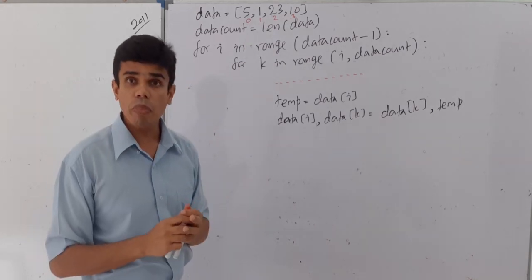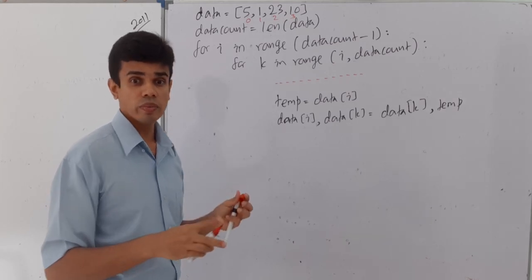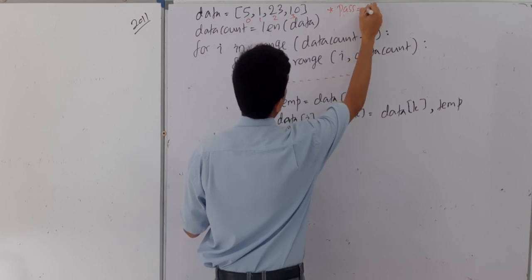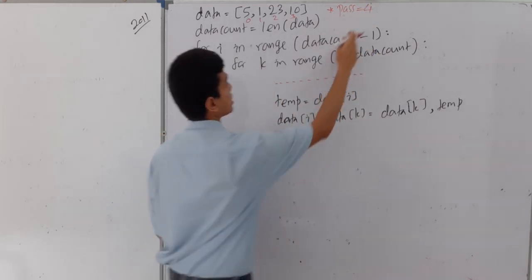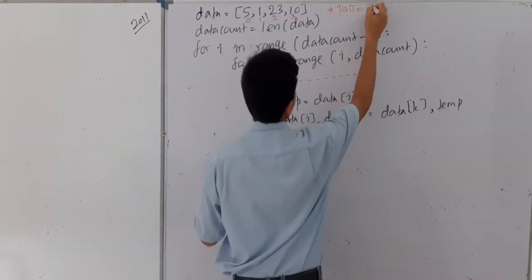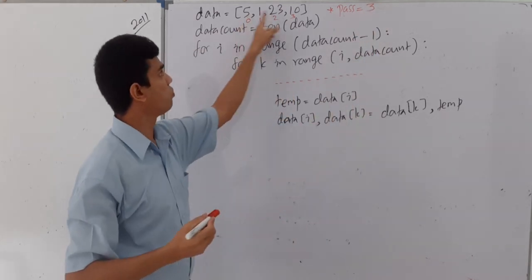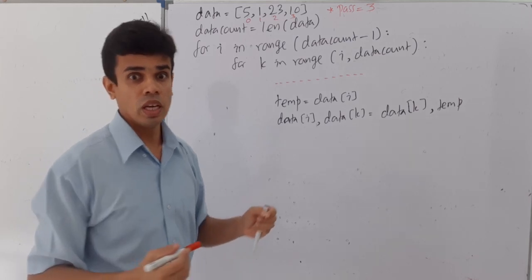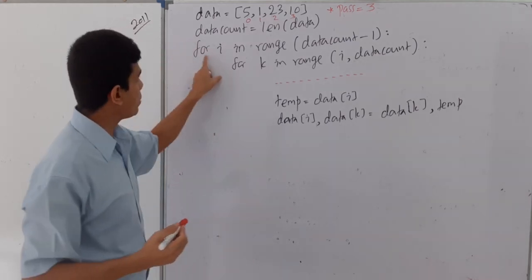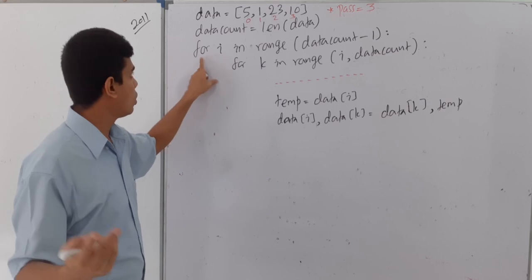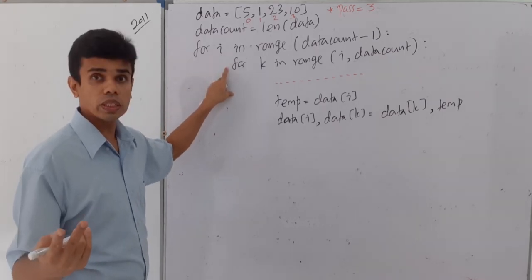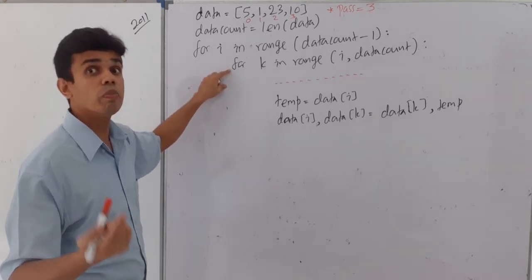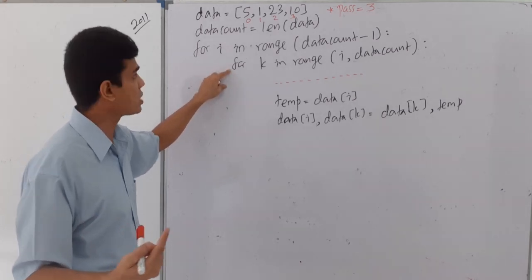If so, how many passes should we continue? If there are 4 values, we need to go for 4 passes. Sorry, 3 passes, 1 less than the number of items. Here we have 4 items. So, because of that reason, these people have used 2 loops. One for loop, second for loop. And you find that the second for loop is under the previous for loop. That's also fine for us.